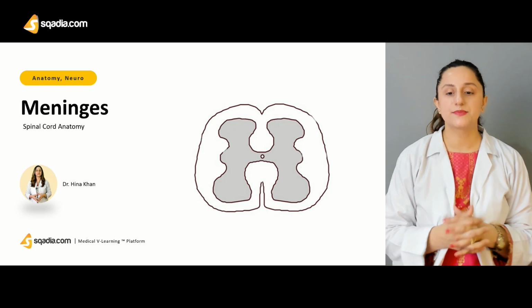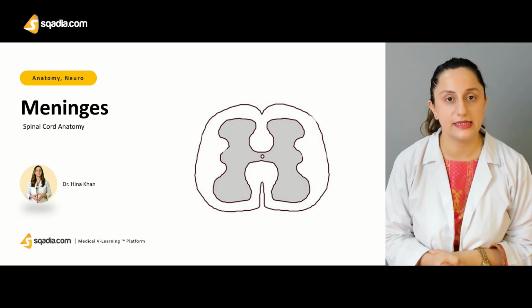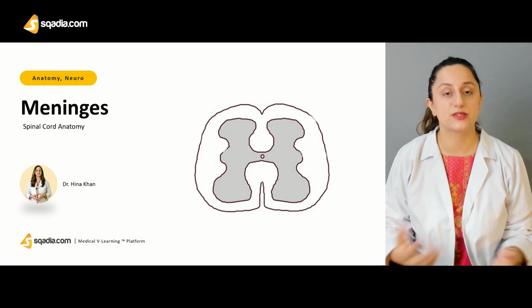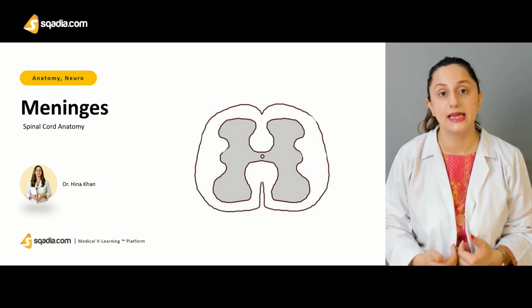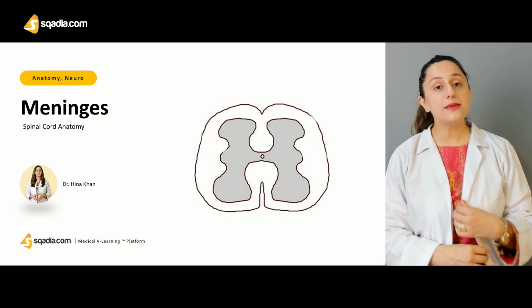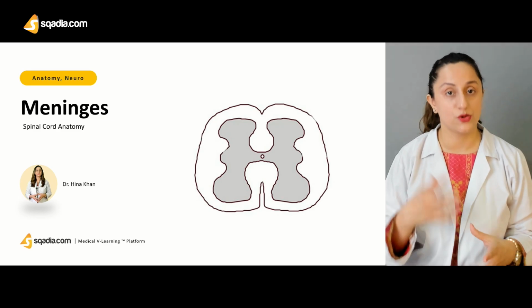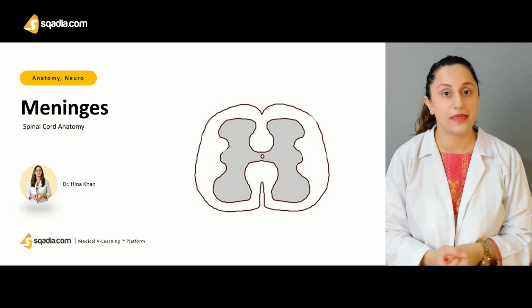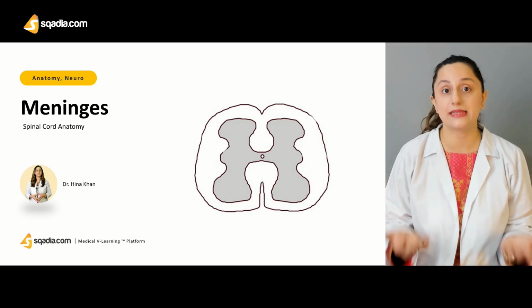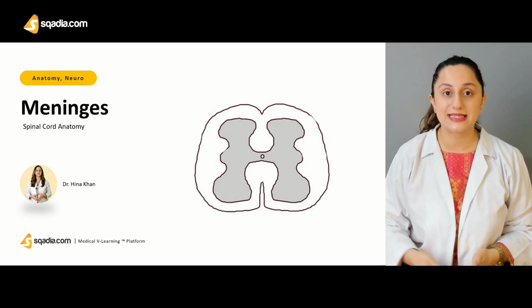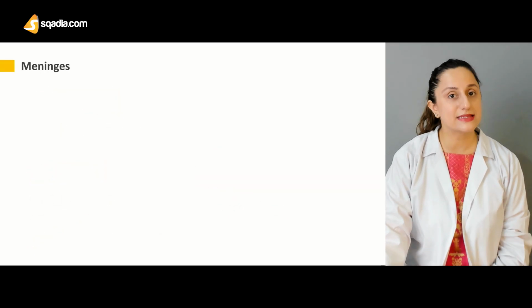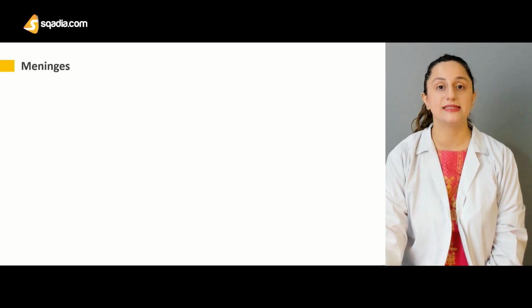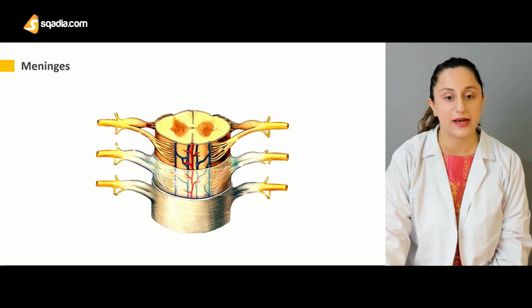So now there are these protective coverings that are basically covering the brain, and they're also extending towards the spinal cord. The three major protective coverings are the dura mater, the pia mater, and the arachnoid mater. They were also present in the brain, and they're also being extended towards the spinal cord as well. The function remains the same, of course. They are providing protection to the spinal cord.